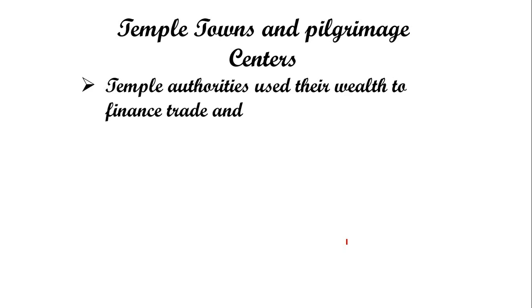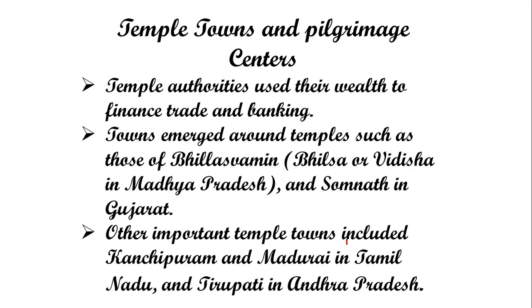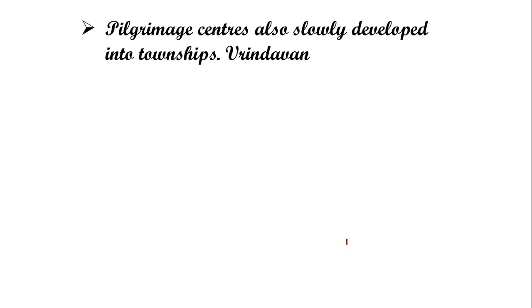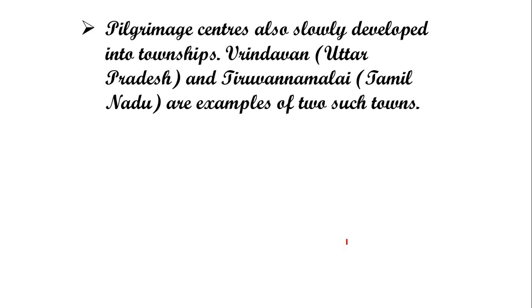So as we come to know now, temple towns were the towns where religious activities were performed, and the temple authorities used their wealth to finance trade and banking. Already we have discussed it. Now our next topic is that pilgrimage centers also slowly developed into townships. Vrindavan in Uttar Pradesh and Tiruvannamalai in Tamil Nadu are examples of two such towns.